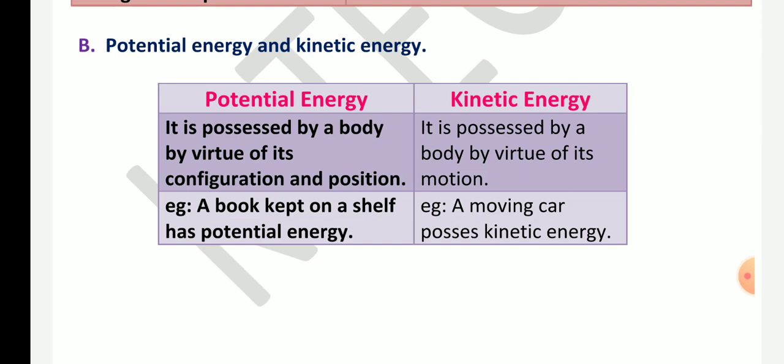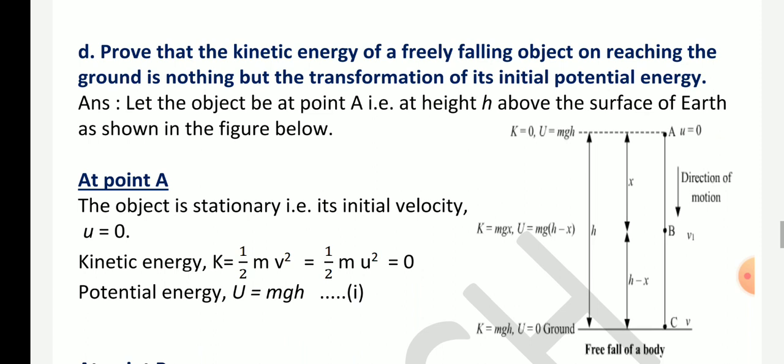First point in potential energy. It is possessed by a body by virtue of its configuration and position. Kinetic energy. It is possessed by a body by virtue of its motion. For example, in potential energy, a book kept on a shelf has potential energy, isn't it? And example of kinetic energy, a moving car possesses kinetic energy. Got it? Let's move to the next question.